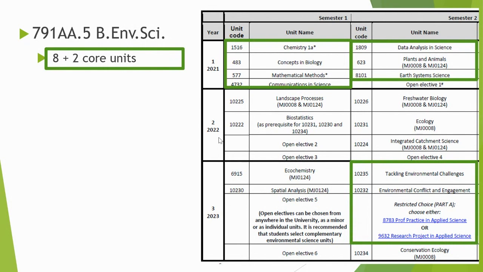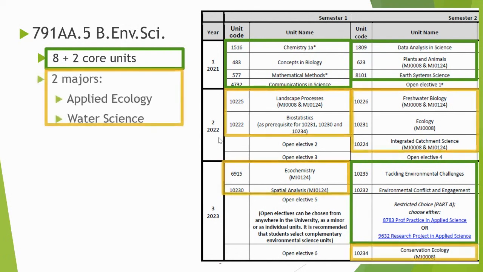However, some of them have co-requisites. So for instance, you have to take tackling environmental challenges in your final year. But there's what's called a co-requisite that sits with it. So you find that you also need to do environmental conflict and engagement. So all of the units that are up here are not optional. Okay? These are part of the requirements for your course.